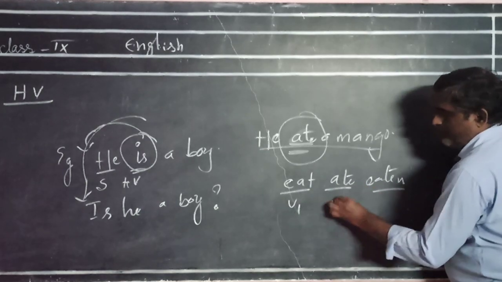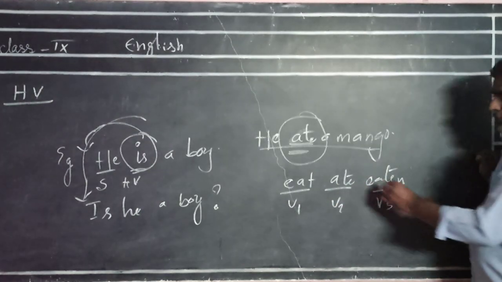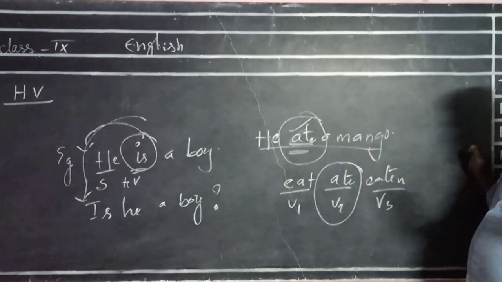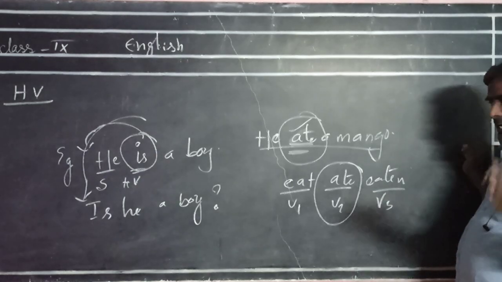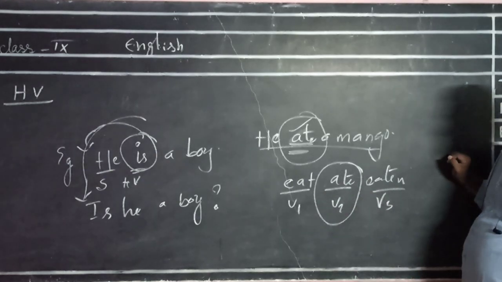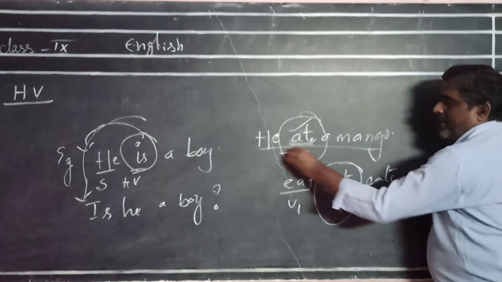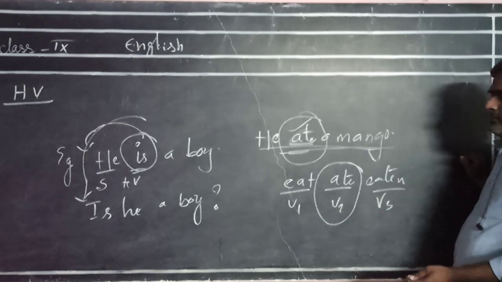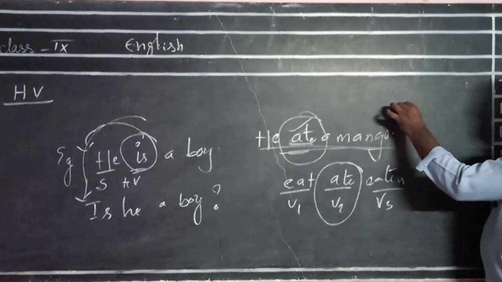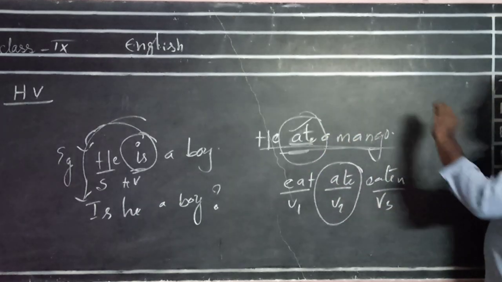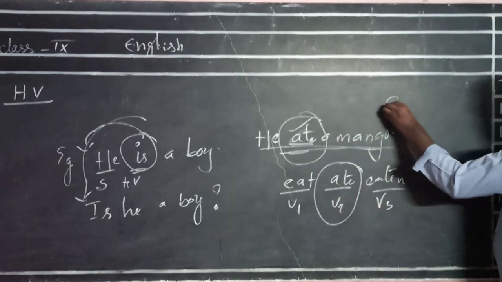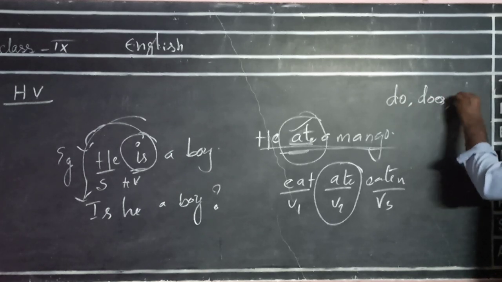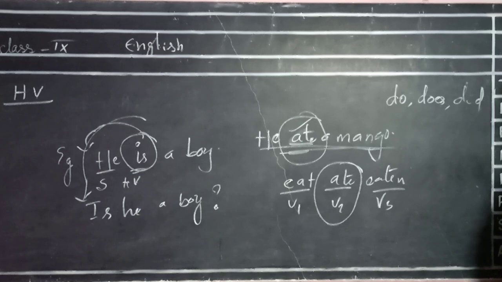So this is V1, V2, V3. This form of the verb you can identify here. When there is the second form of the verb in any sentence, you should identify it is in simple past tense. So now we understand that this sentence is in simple past tense. So in order to make a question, in past tense we need another helping verb. So there are do, does, and did. Any one of these you can use.